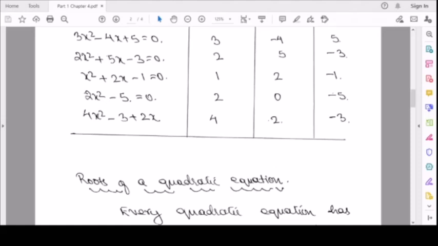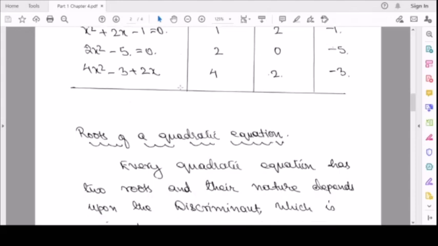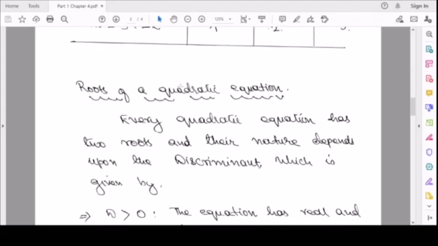Here, together with x squared, the number which is there with x squared is 4. That means the coefficient of x squared is 4. The coefficient of x here is 2, and the constant will be minus 3. Okay, I think you are clear with the coefficient of x squared and x and the constant term from this given example. Now we go to the roots of a quadratic equation.